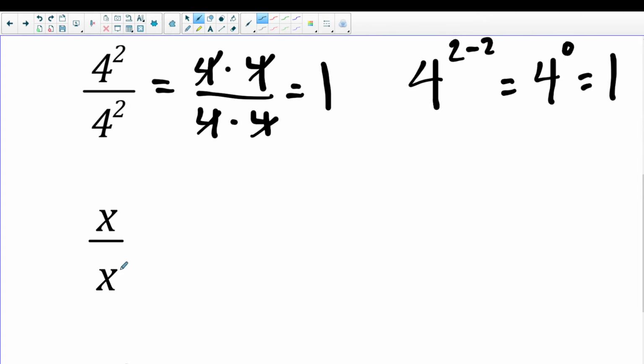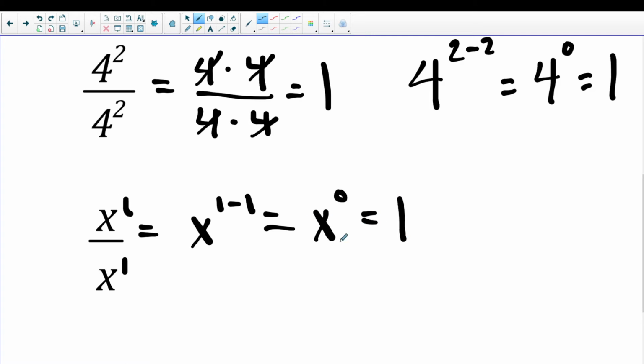Likewise, if I have x divided by x, this is x to the first over x to the first. This will be x to the 1 minus 1 power. This would be x to the 0 power. And x to the 0 power is just simply 1. Notice there's no variable in this now. Once it goes to the 0 power, it turns into 1 only. It's not 1x. It's just 1.